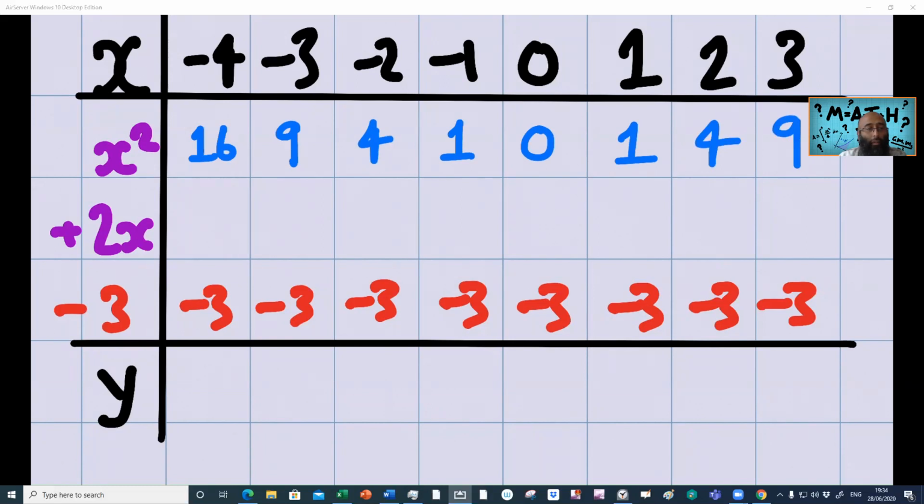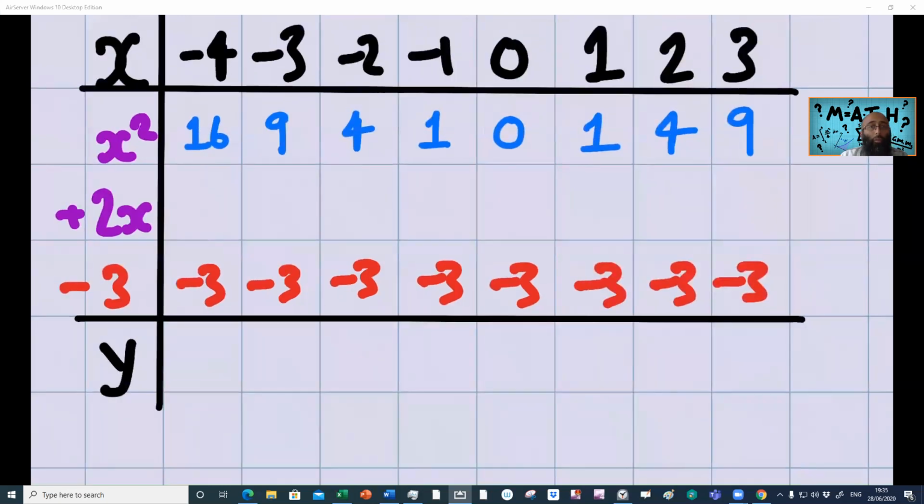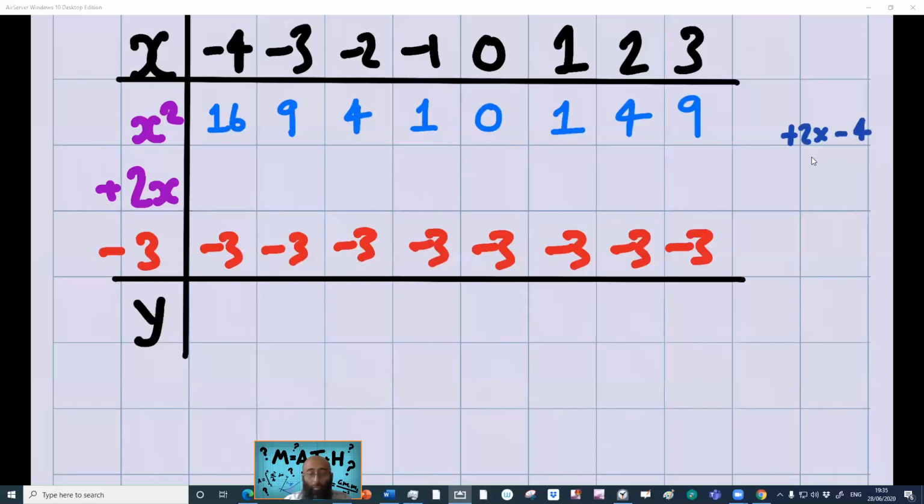Okay, next. It says +2x. So what does that mean by +2x? +2 times by x. X is on top. +2 times by -4 is? I'll write it down for you. +2 times by -4. What's that going to give us? It's definitely not going to give us +8. I said -8. Okay, if you said -8, that's very good.